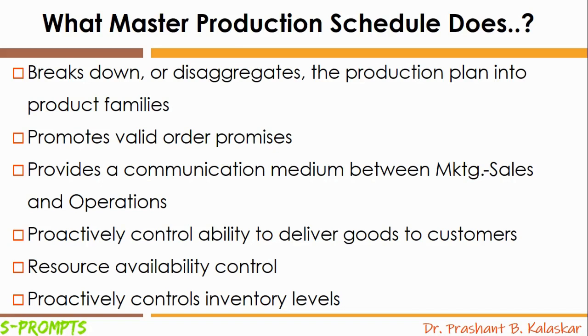MPS also proactively controls the ability of organizations to deliver desired goods to customers, thus ensuring customer satisfaction by proactively planning the product quantities. If demand does not match MPS, then an alternative production plan has to be made. And lastly, MPS also ensures availability of all required resources that are needed for the production plan and proactively controls the resource availability.